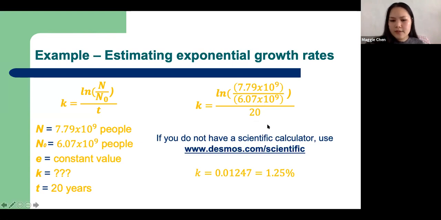And when we plug all of this in, we'll be given our final k as 0.01247. And if we round that up and just put this as a percent, it was that 1.25% that we were using before. So this equation is just another way of finding different variables for us. So yeah, that's one way we can find your exponential growth rate.